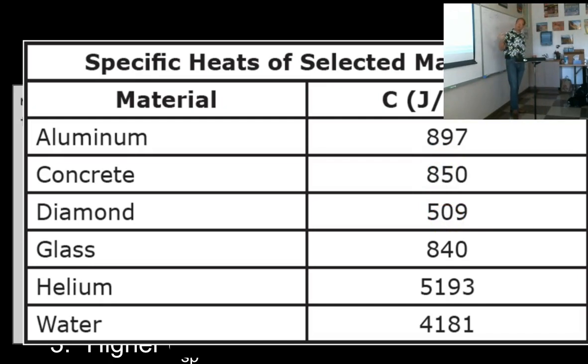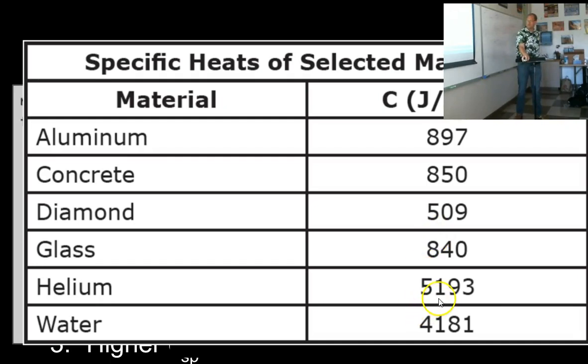500 joules of energy, which is not that much energy, will raise a kilogram of diamond. Boy, don't you wish you had a 2.5 pound diamond. A 1 kilogram block of diamond, 1 degree Celsius or Kelvin. So it doesn't take much thermal energy for that.